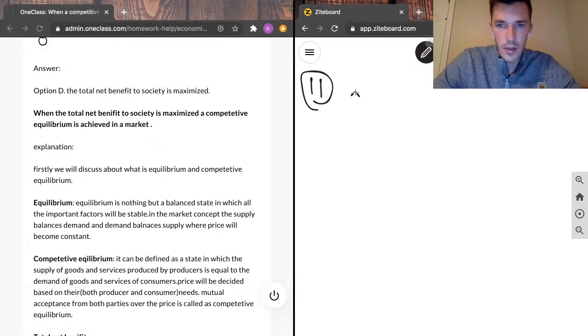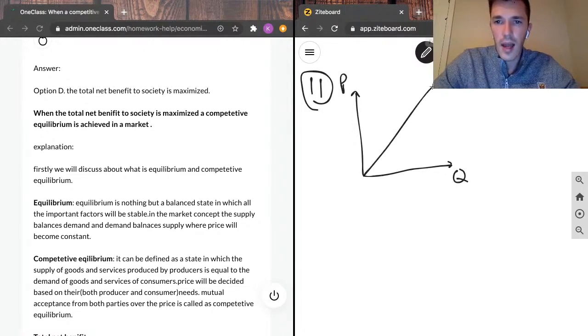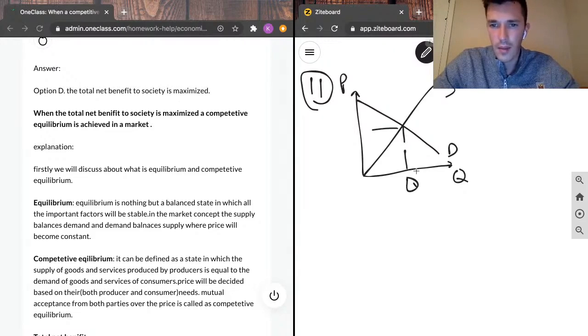So just to chart that for you really quickly, we've got our quantity on the x-axis, our price on the y-axis, got demand and supply. And this point where the demand meets the supply, that is our equilibrium. So they produce the optimum quantity, the optimum price at this point, which is our equilibrium.